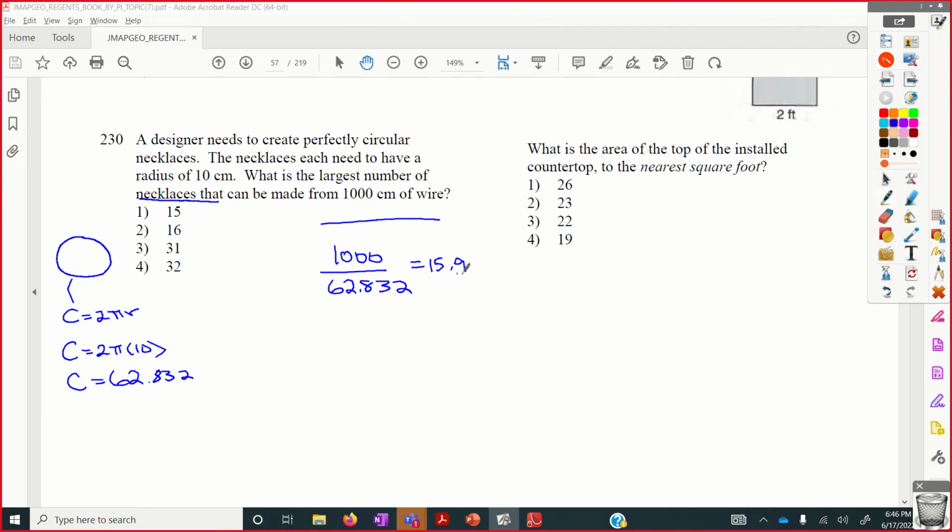Now we can't make 0.9 of a necklace, right? We don't have enough to go around and make an entire necklace if we have 9/10 to make it around the circle. So that's why the answer was 15 and not 16 here. Does that make more sense there, Hassan, where that number's coming from? That's just bad math on my part. You've got to double it.